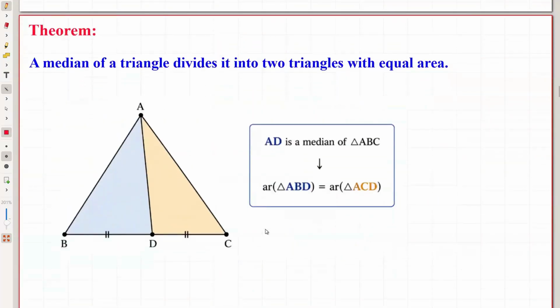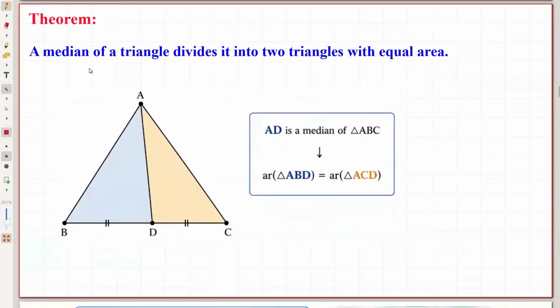Now we have a theorem. A median of a triangle divides the triangle into two triangles with equal area. That means the area of triangle ABD is equal to the area of triangle ACD. These two will be equal. That is the theorem.